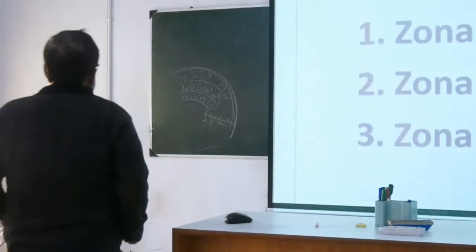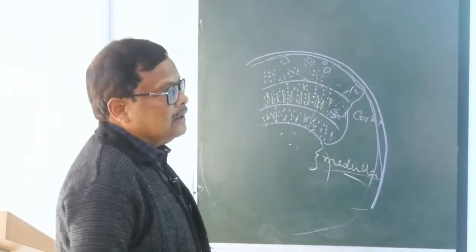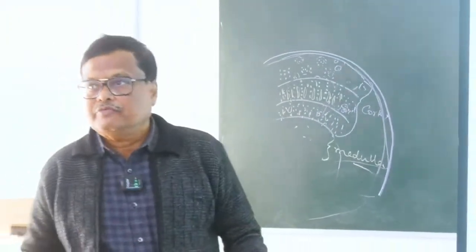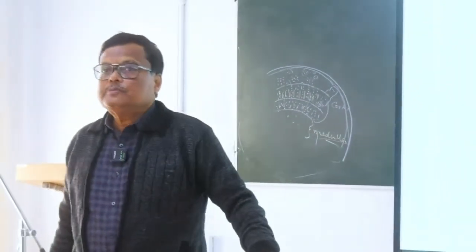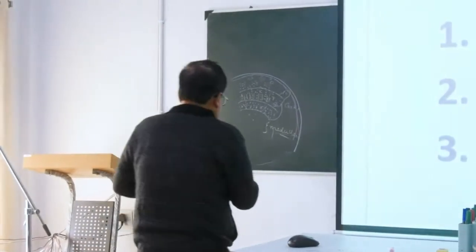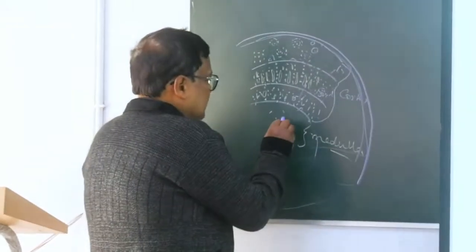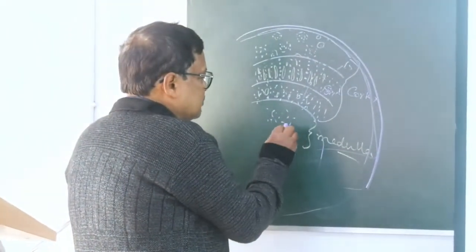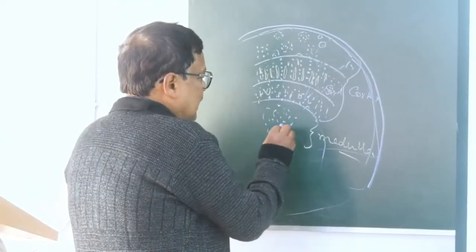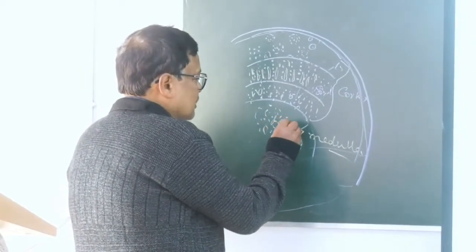So this is the function and structure of the cortex. And medulla. Medulla আগেই বলেছি totally different things. These medullary cells are the modified sympathetic postganglionic neurons. So they are also arranged in a network of cords, and in between there are sinusoids called medullary sinusoids.